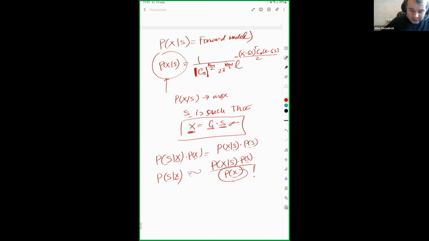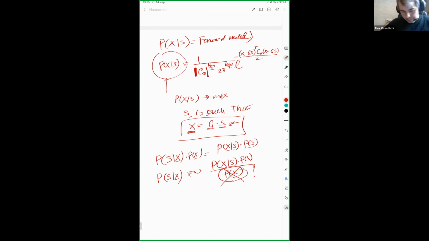And we simply write that P of S given X is proportional to this guy, and we simply remove this guy from consideration, because X is already something which exists. It's no longer random, so you're not modeling it as a random variable.